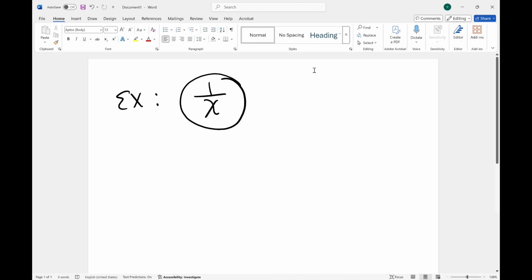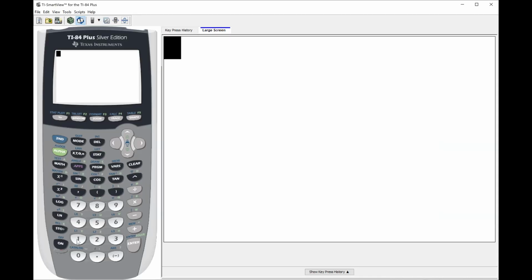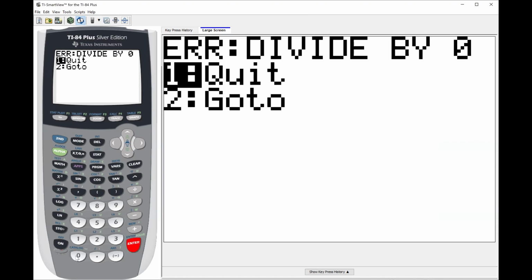So let me share my calculator. What if I had 1 and I tried dividing it by 0? If we did 1 divided by 0, my calculator says that's an error. We can't divide by 0. So we get something that's undefined.